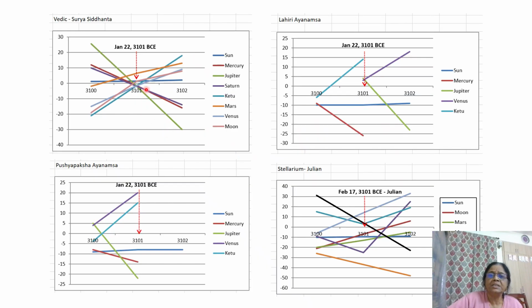This is Vedic Surya Siddhanta, Lahari Ayanamsha. See, 3101 is here. The planets are all going in different paths. And this is Pushyapaksha Ayanamsha. 3101 is here, but the planets are going in different paths. And what I am showing here is the astronomy simulator Stellarium, which uses the Julian calendar. The 3101 is here, but none of them are congregating. They are all going in different directions.